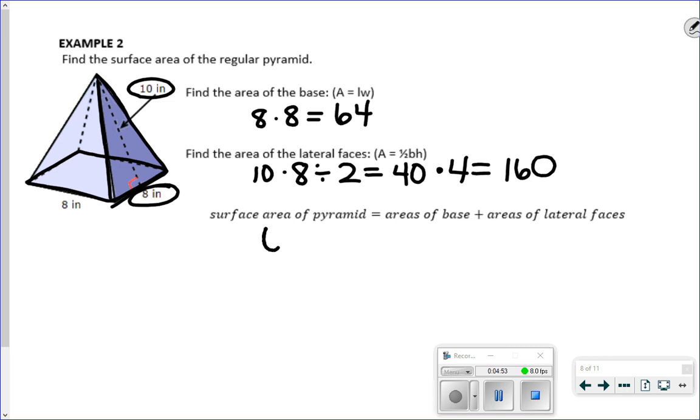So then my last step on this one is to add my areas together. So 64 plus 160. That's going to give me 224 inches squared.